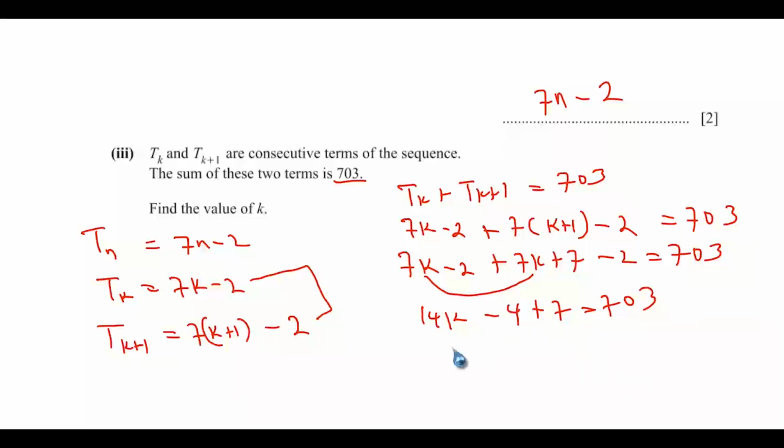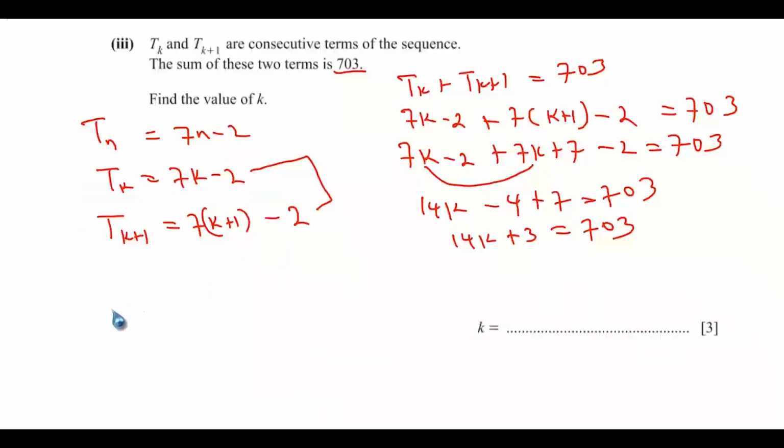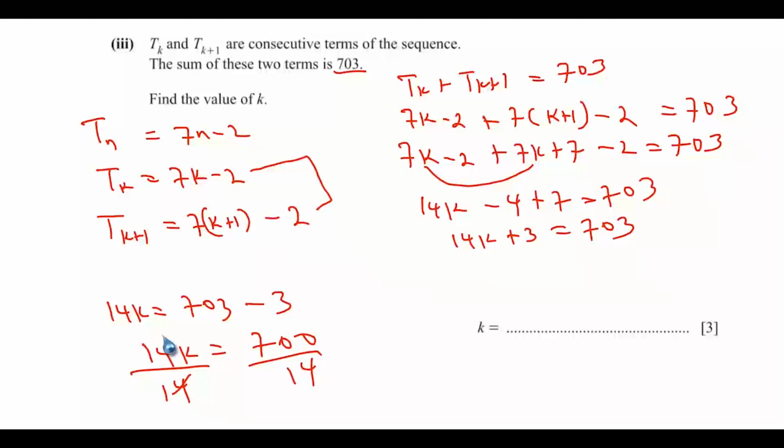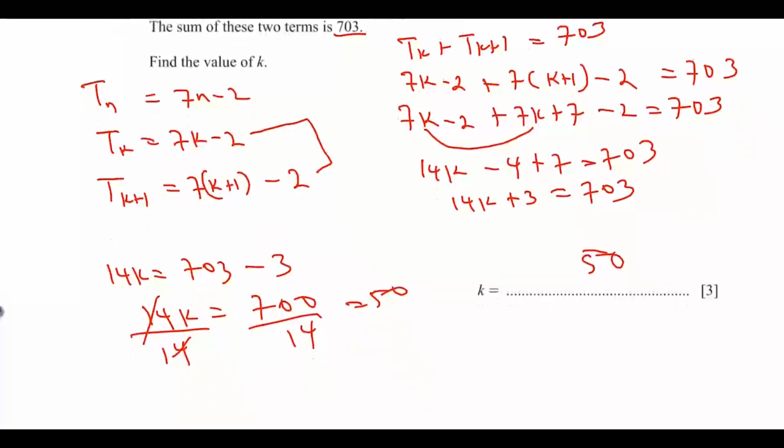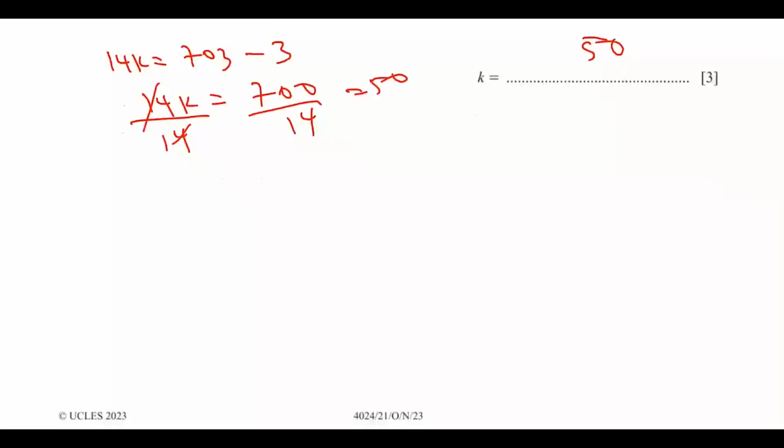So we have 14k, then plus 5 equals to 703. So let's collect like terms. I can write down here 14k will be equals to 703 minus 3. We have 14k equals to 700. Divide both sides by 14, and the value of k should be 50. So that is the value of k. Let's go to the next part.